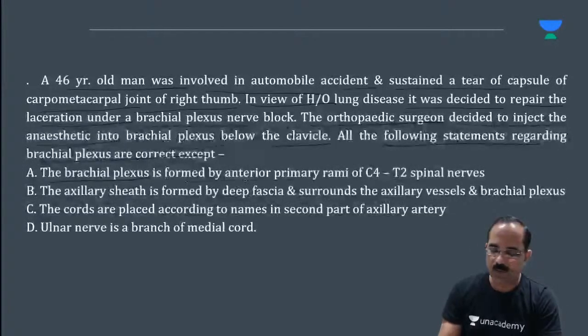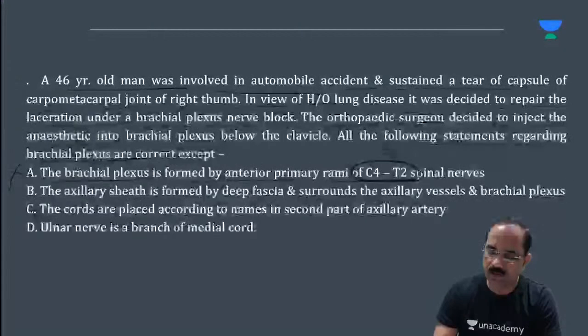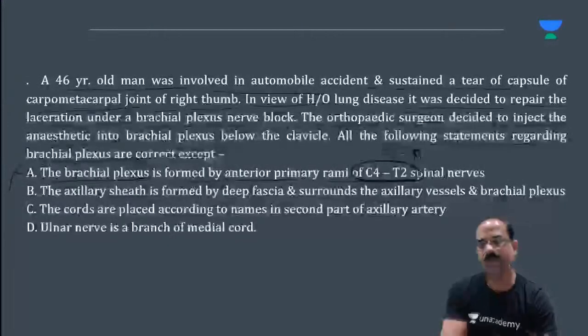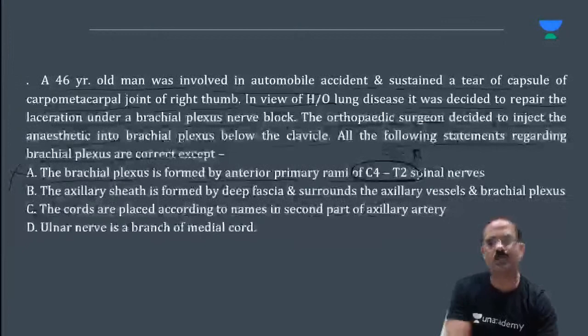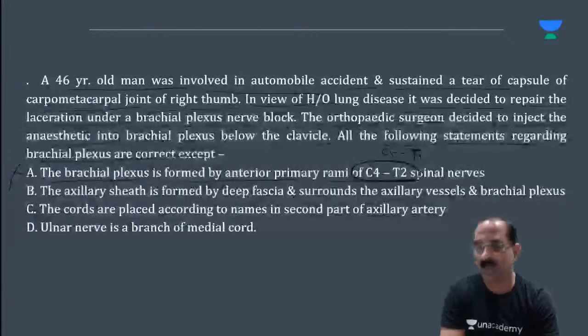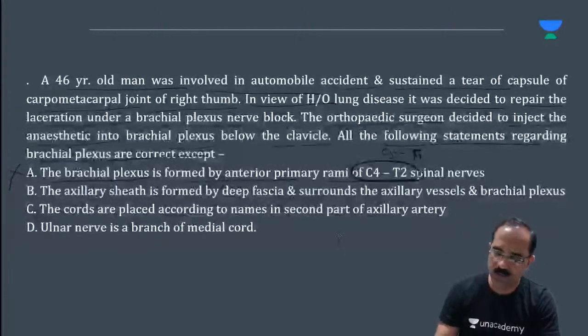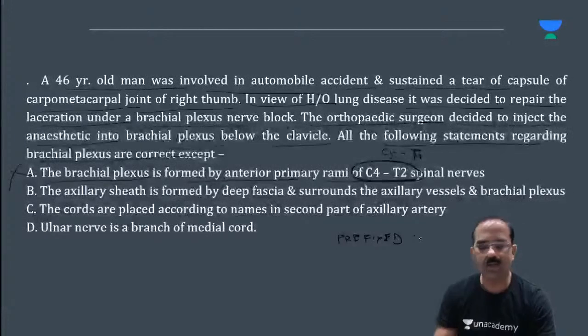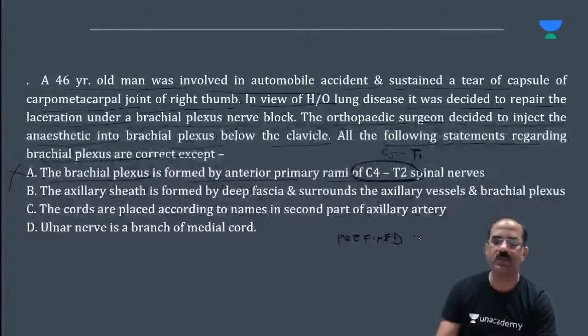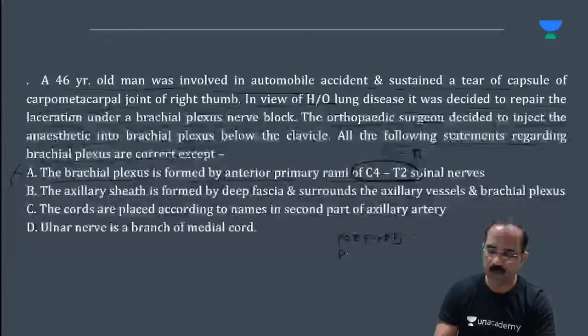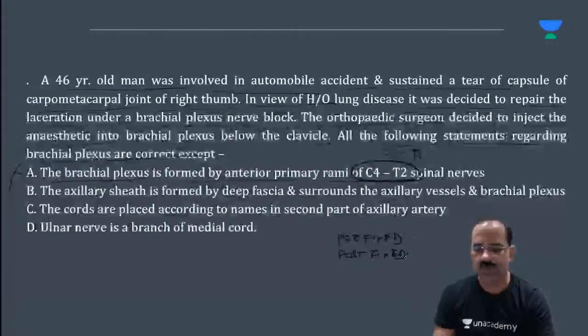The brachial plexus is formed by the anterior primary rami of C4 to T2 spinal nerves. That's wrong. It is formed from C5 to T1. Normal brachial plexus is formed from C5 to T1. If C4 takes part in the formation of the brachial plexus, what do you call this? Prefixed. If C4 takes part, it is known as prefixed. If T2 takes part, it is known as postfixed.